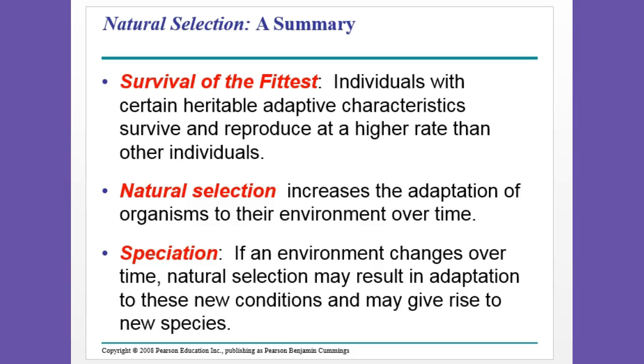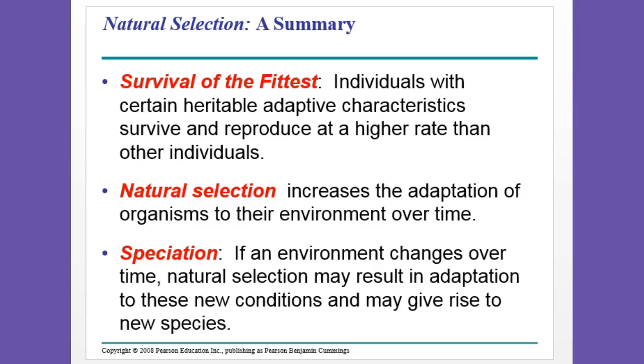If only the traits that help that organism survive in their environment are the ones making it into the gene pool, if only those that carry those traits are the ones making it to reproduce, then those are the traits that will be passed on. So over time, an accumulation of those favorable traits will lead to an increase in the adaptations of that organism to their environment. And speciation: if an environment changes over time, natural selection may result in adaptation to these new conditions and may give rise to new species.